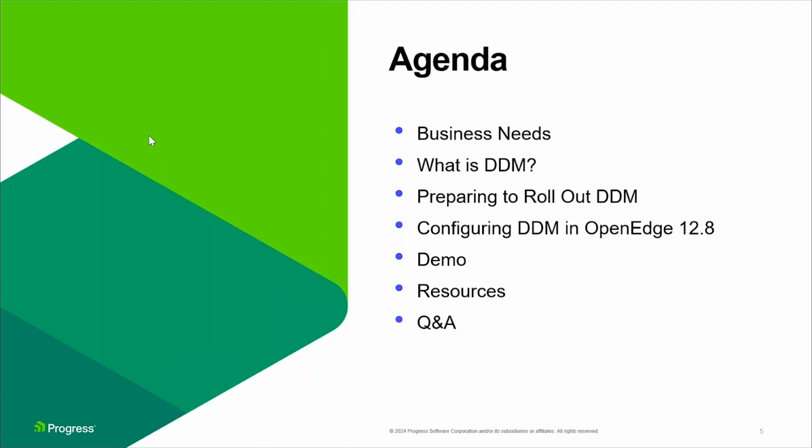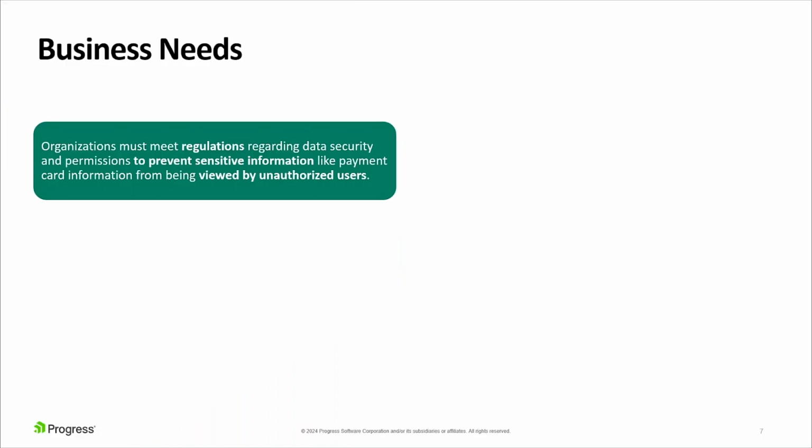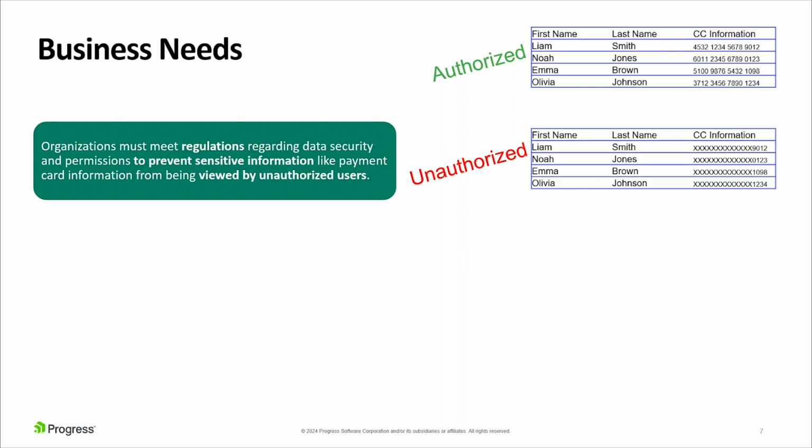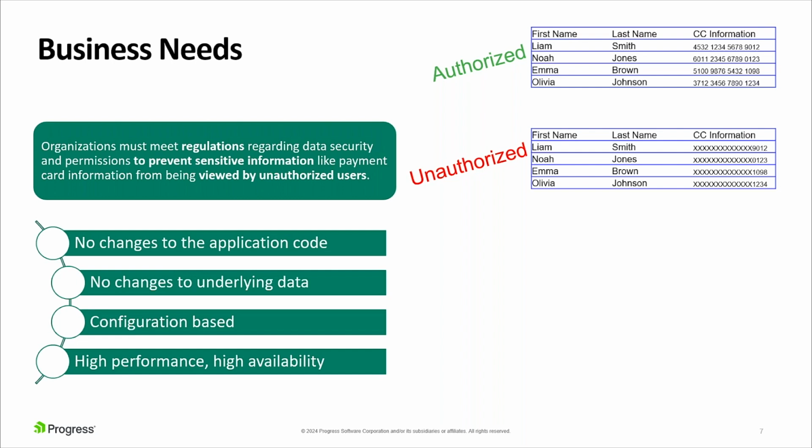Okay, with that, let's start with the business needs. Recently, we have heard from many of our customers that they must meet the regulations to prevent sensitive information from being viewed by unauthorized users. For example, if the organization is keeping credit card information, then if an authorized user sees the information, that user sees the credit card information without any masking. But if any unauthorized user sees the information, then he gets the masked value.